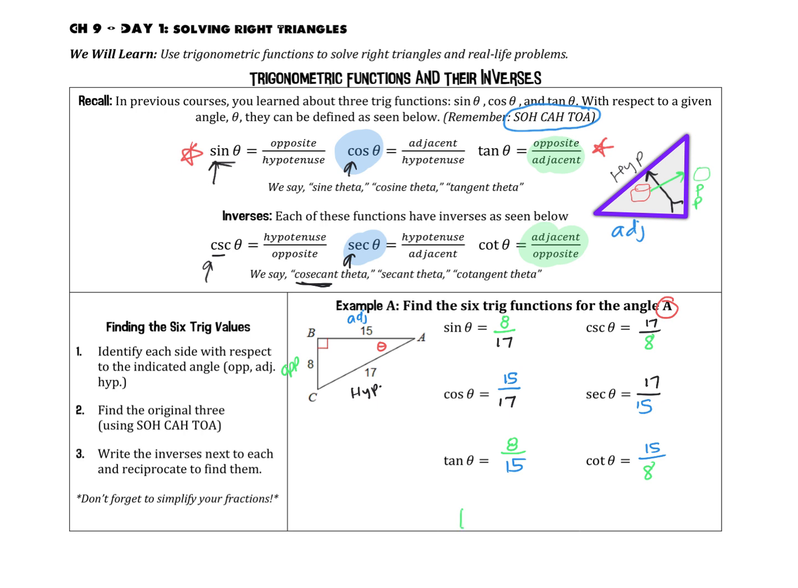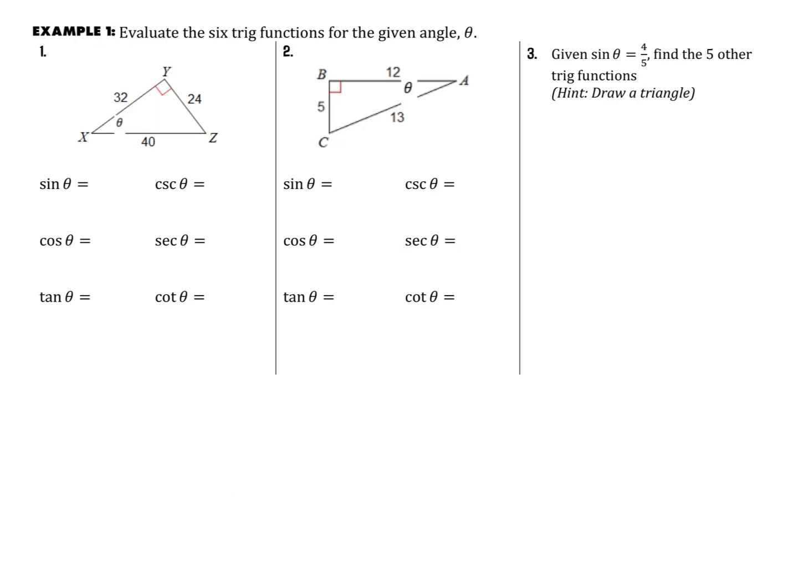So now we have identified all 6 trig functions based on the angle A. Let's go ahead and look at some more examples like this. All right, for example 1, we're going to be using theta for each of these angles. So again, I actually want you to pause the video. On example 1, I want you to first identify which side is opposite, which side is adjacent, and which side is hypotenuse. And there we have it.